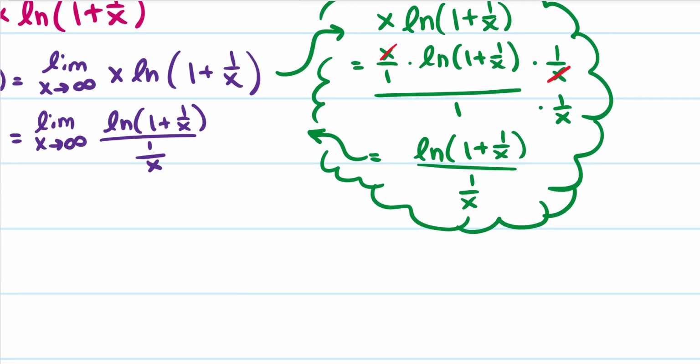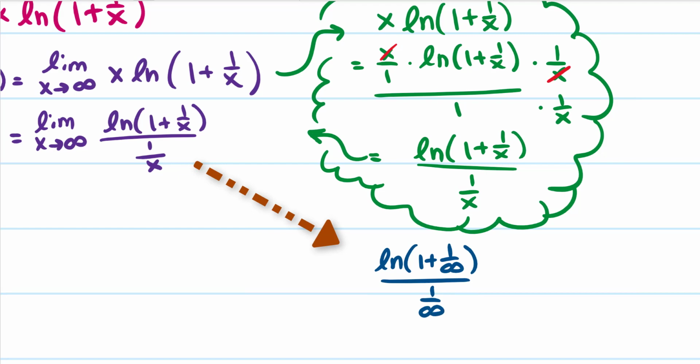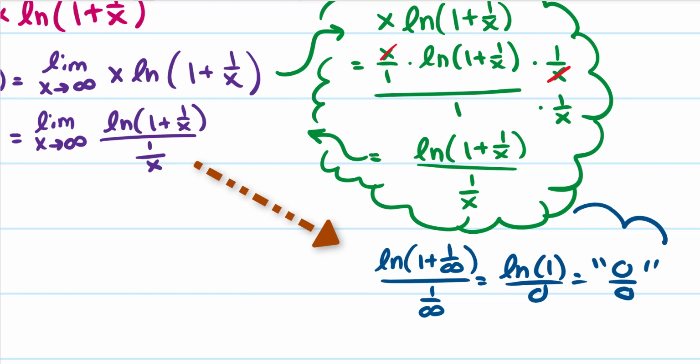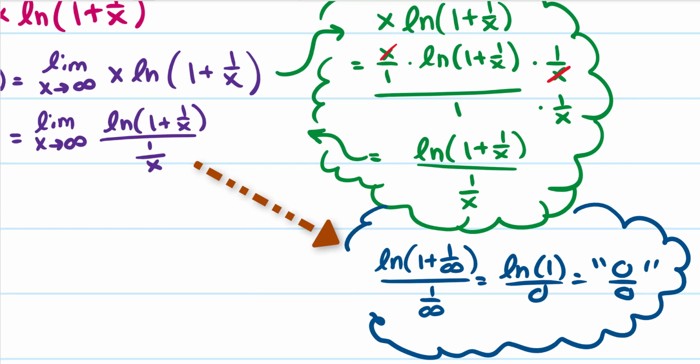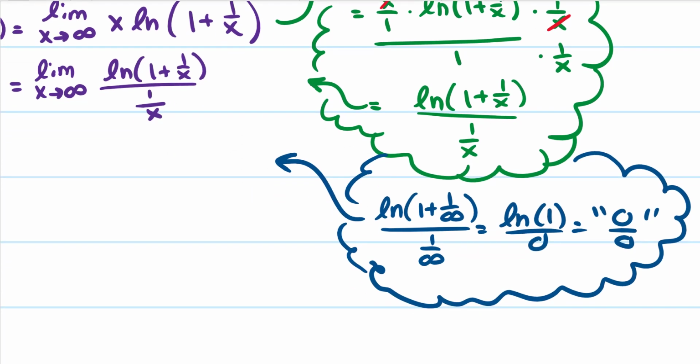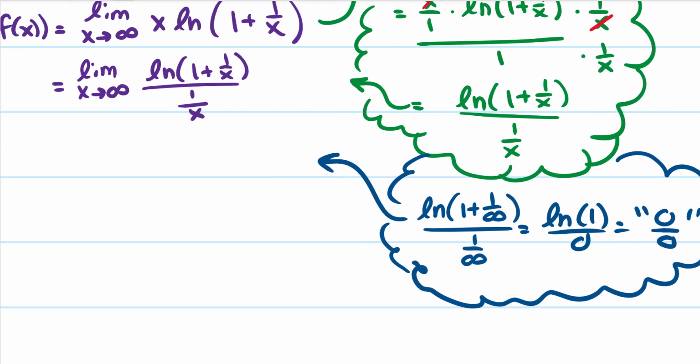So now we're going to do our direct substitution and see what we get. So if I let x become infinity, I get ln of 1 plus 1 over infinity divided by 1 over infinity, which is going to give me ln of 1 over 0, which is 0 over 0. This is what is going to allow me to use L'Hopital's rule, because I have 0 over 0.